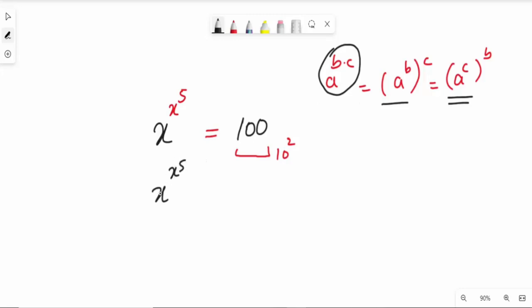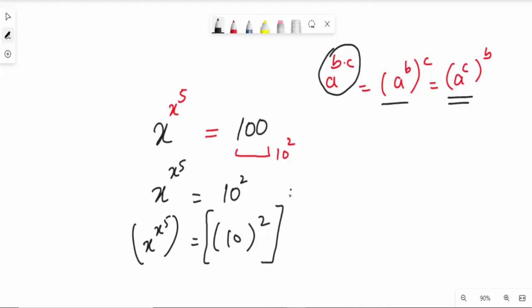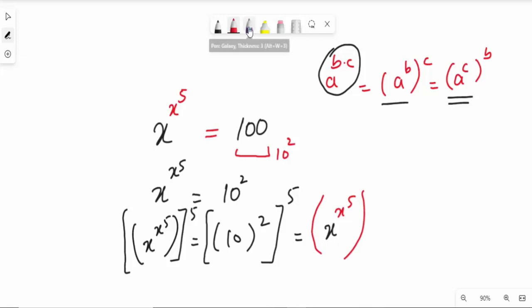x raised to 5, this is a power, this is a base, is equal to 10 raised to the power 2. 100 can be written as 10 raised to the power 2. Now take x raised to the power 5, and this is 10 raised to the power 2. Clear? Take the 5th power on both sides. So guys, this is the question, and you can see that this is a power, and this is 10 raised to the power 2.